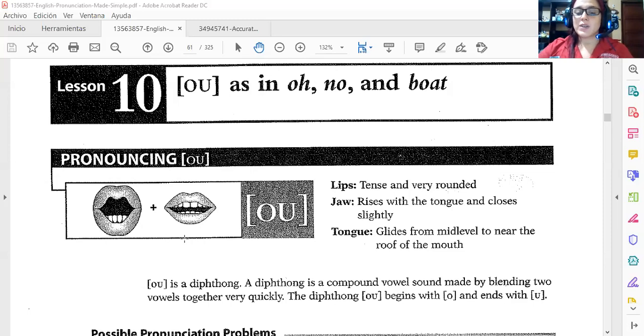Then the jaw is going to rise with the tongue and closes slightly. First it rises because it comes down when you do this, and then it closes slightly. So the tongue is going to be moving. It's going to glide, moving from the mid-level to near the roof of the mouth. You're going to feel it coming and touching the roof, the upper part of the mouth.